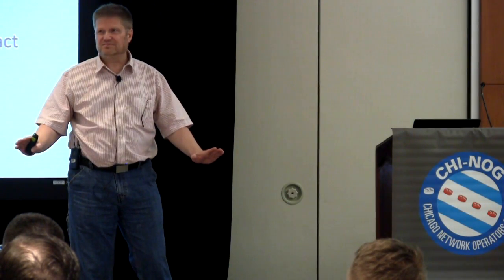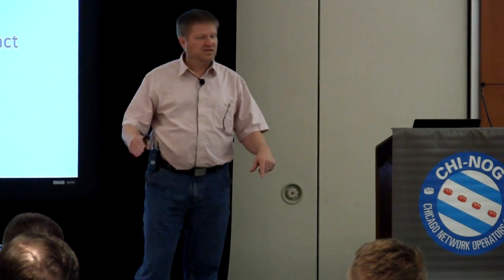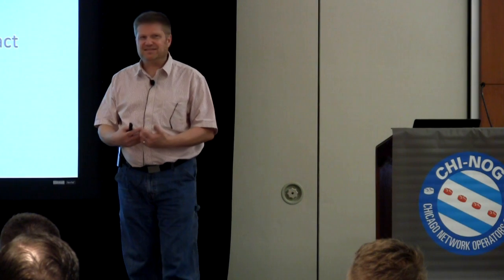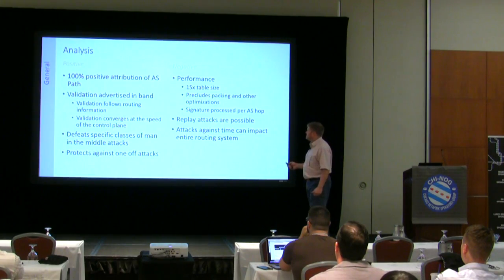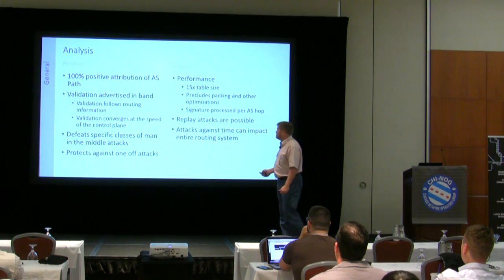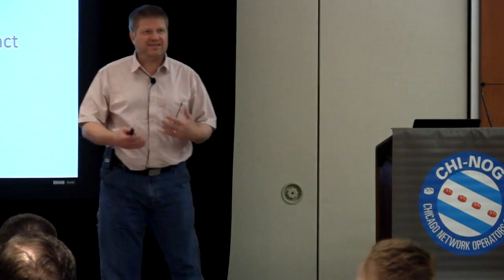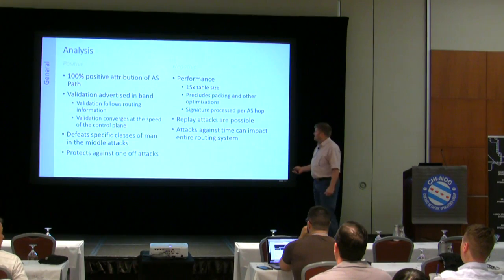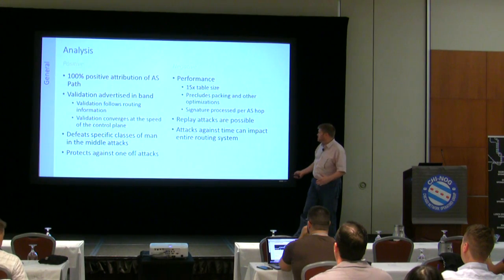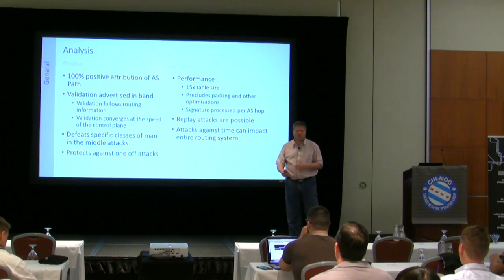Is this useful? Yes and no, right? Because what did I say in the first? The path of the packet doesn't necessarily follow the AS path. So this is a difficult thing to do. Validation is advertised inbound, which means it follows routing information, which means it converges at the same speed as routing. However, it defeats specific classes of man-in-the-middle attacks and protects against one-off attacks.